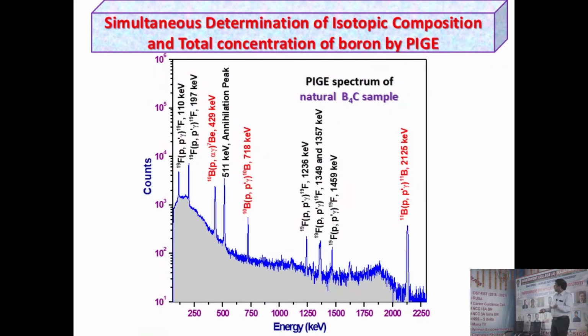The simultaneous determination of isotopic composition and total concentration of boron by PIGE. One of our colleagues from the Radiochemistry Division has determined not only the total boron concentration, but can also see how much of each isotope there is. Generally we would go for mass spectrometry, but we can also use the PIGE method, particle induced gamma ray emission. We can see the isotopes also. These are only some of the examples I am mentioning here.